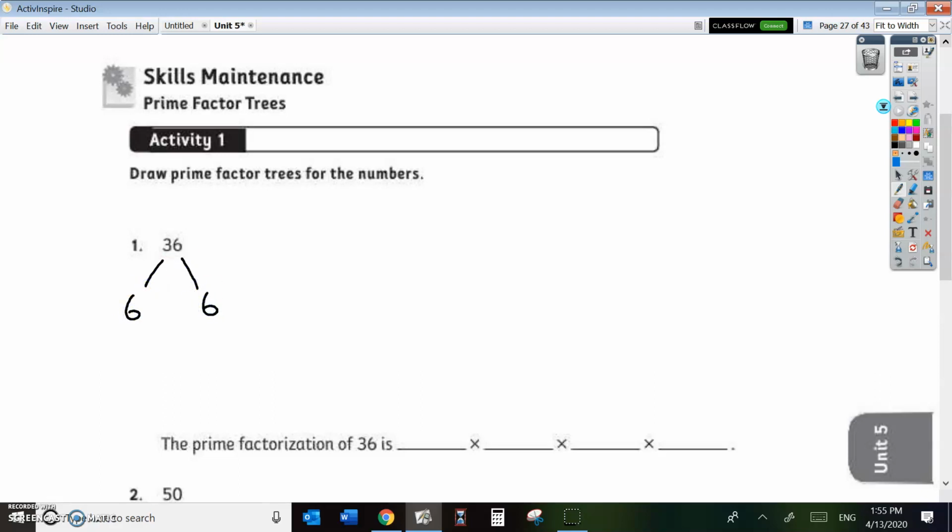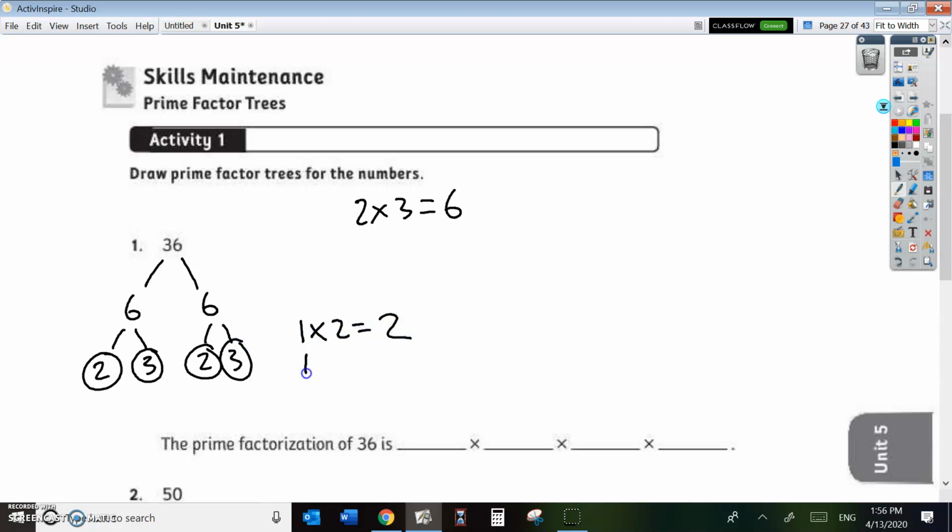I also know that 2 times 3 is 6, and so 6 is composite, so it can be broken down again. 2 and 3, 2 and 3. 2 is a prime number, and so is 3. 2 is prime because it has only 2 factors, and 3 is prime because it has only 2 factors. So the prime factorization of 36 is 2 times 2 times 3 times 3.